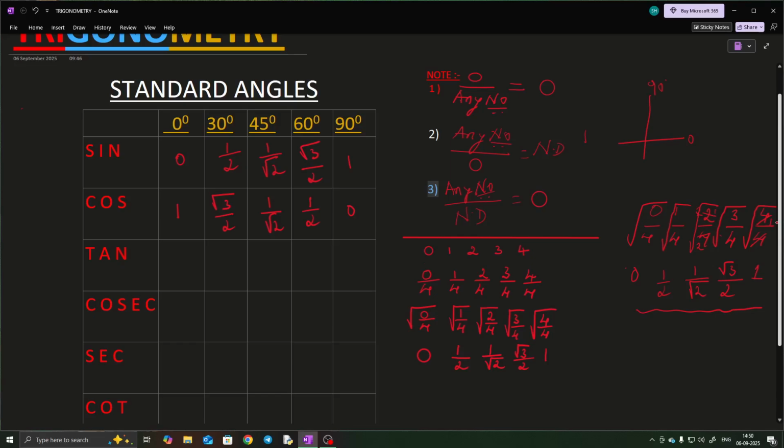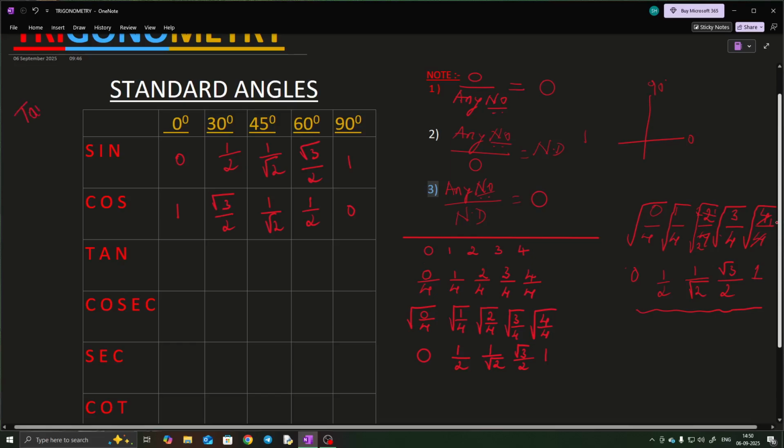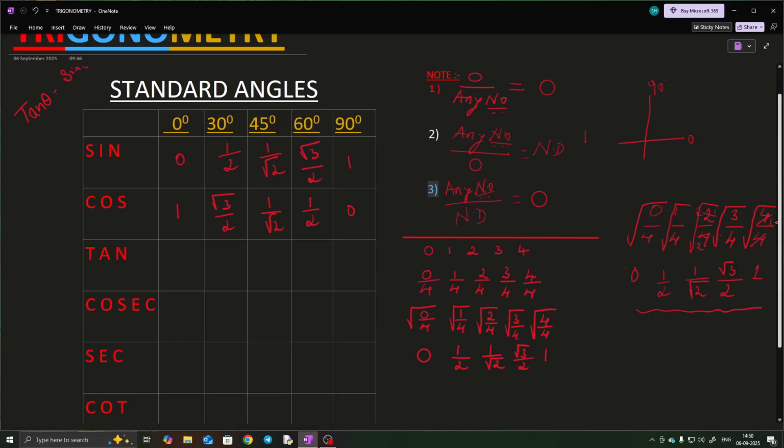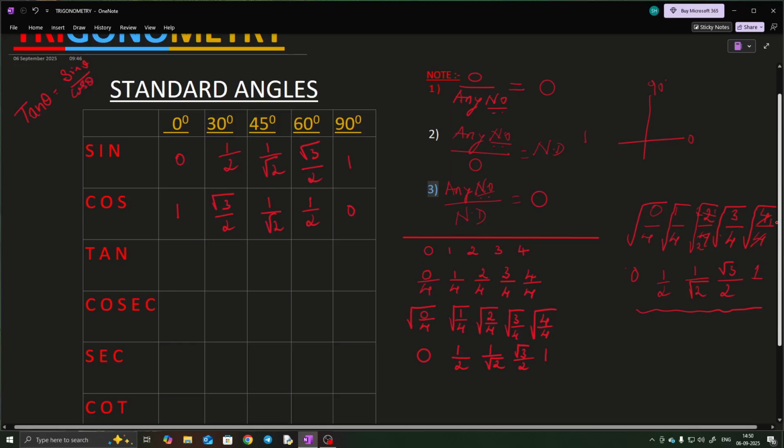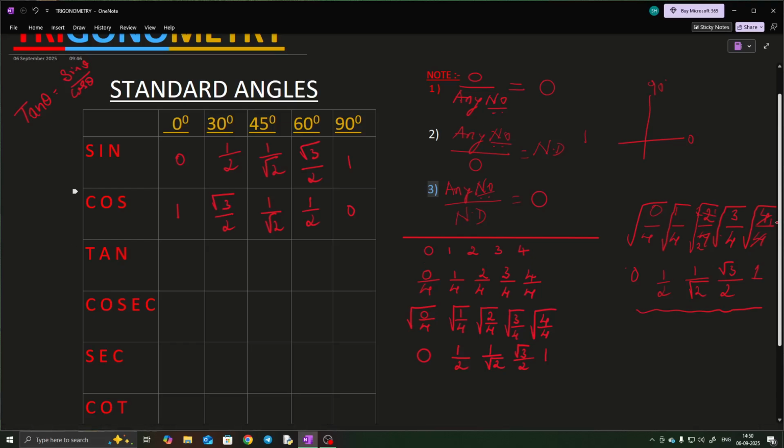Now we know that when I did the reciprocal ratios, tan theta is going to be equal to what? Sin theta divided by cos theta. Sin theta by cos theta. So that means we divide sine and cos, we get the tan value. So it's directly whatever values you have written, just divide them. 0 divided by any number is equal to what? 0. So tan 0 is 0. Now when you divide these two, denominators will get cancelled. So left out is going to be 1 by root 3.